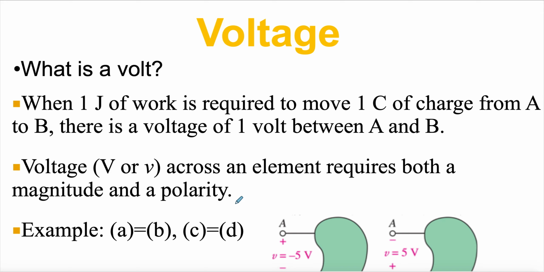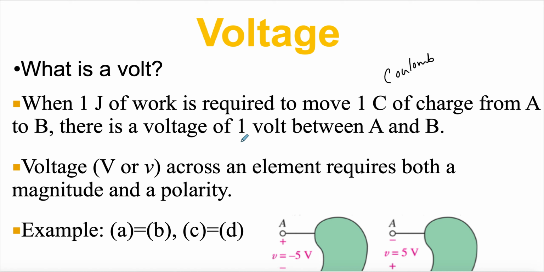Okay, so voltage, what is a volt? We talked about this before. Maybe we didn't give it a specific definition, but when 1 joule of work is required to move 1 coulomb of charge, you remember that word, that's the measurement of charge for electrons from A to B. So 1 joule of work moving 1 coulomb of electrons from A to B gives a voltage of 1 volt.